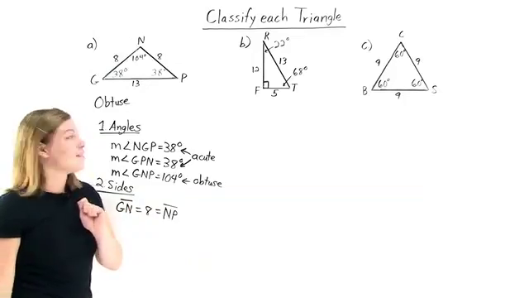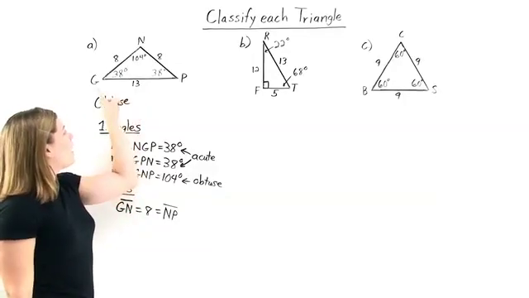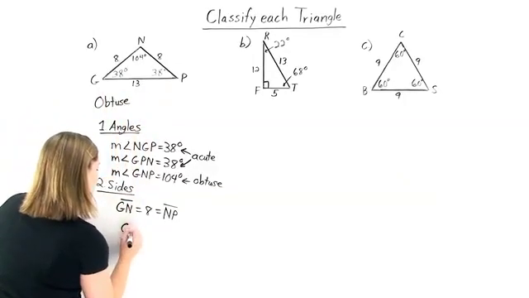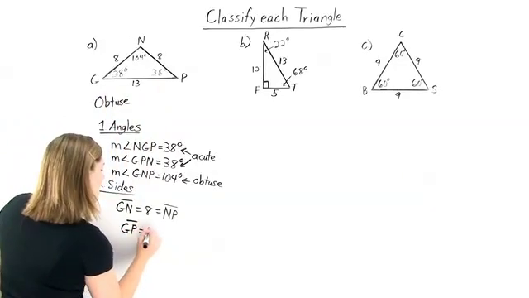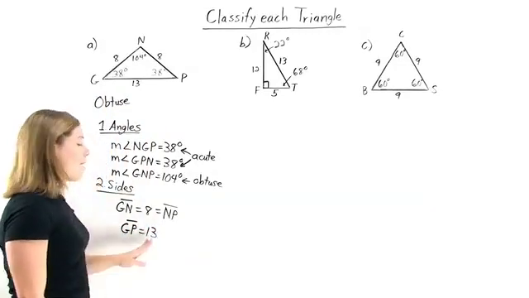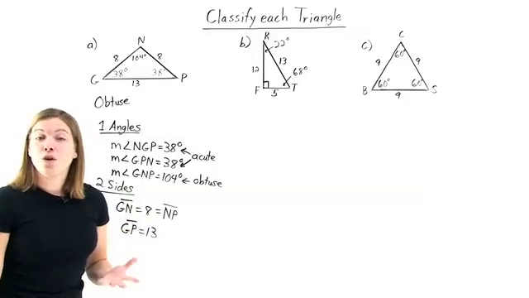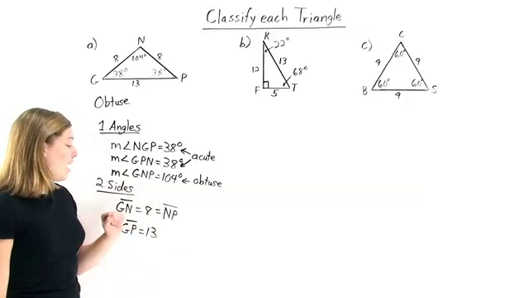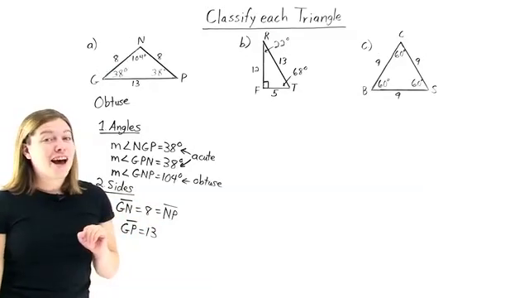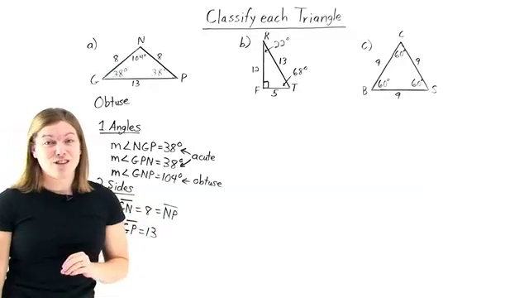Now what about that third side? Here we have side GP. Well, side GP has a length of 13. That means it's not the same length as the other 2 sides. So in this triangle, we have 2 congruent sides. 2 congruent sides means that we're working with an isosceles triangle.